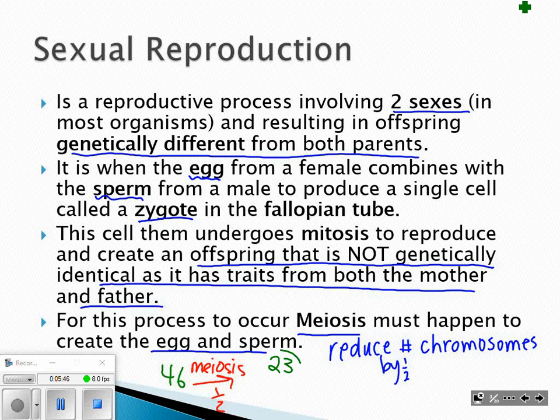So we get 23 in the sperm, 23 in the egg, and at fertilization that results in a new individual with 46 chromosomes. Does that make sense? So this is the whole reason. We reduce it by half, so when the egg and the sperm unite, the organism has a full set of 46 chromosomes.